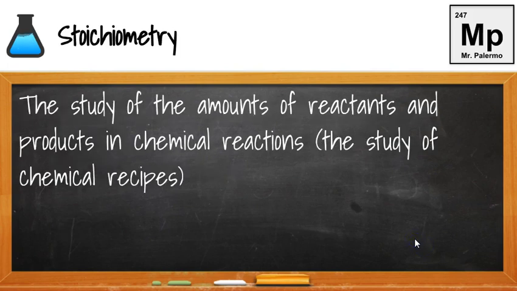So as we go through this unit, we're going to learn the language of chemistry and how to write chemical formulas as well as chemical reactions. So this study of stoichiometry is the study of the amount of reactants, the things that we start with, and then the products, the things that we end up with in chemical reactions. So another way to put it is it's the study of chemical recipes that we use.